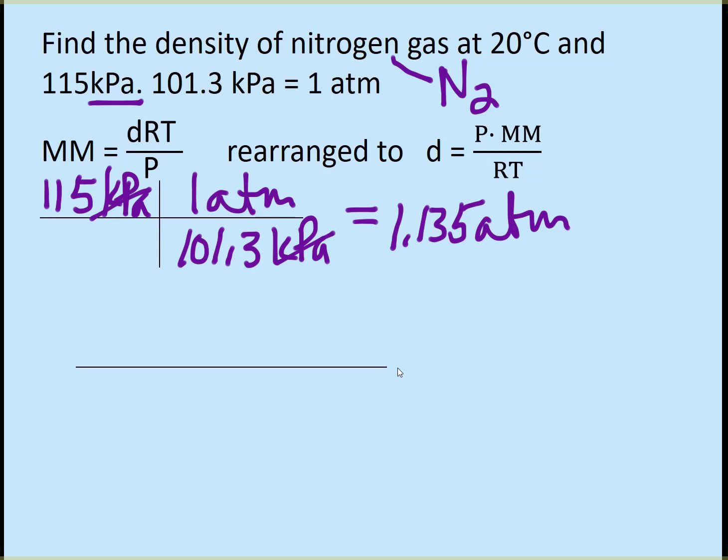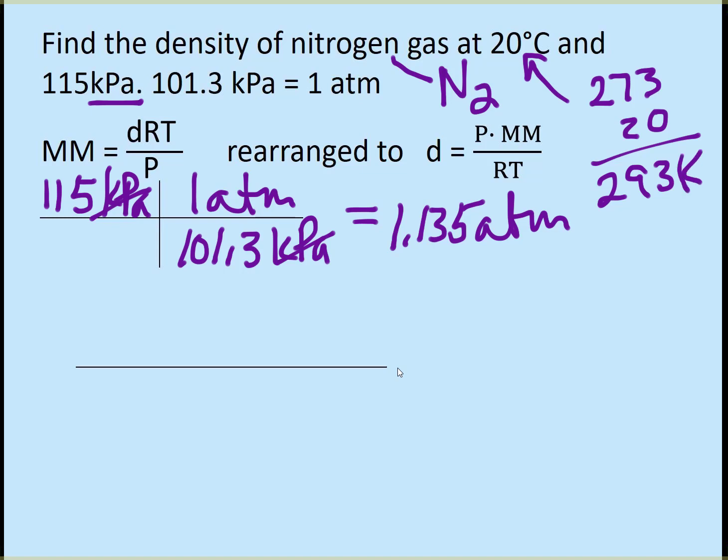Next, let's look at our temperature. Our temperature, we cannot have it in degrees Celsius for any sort of gas law problem. You must always be in Kelvin. So I'm going to take 273 and add 20 to it, and this will be my temperature in Kelvin. So 293 Kelvin.